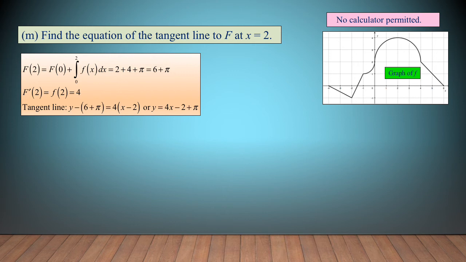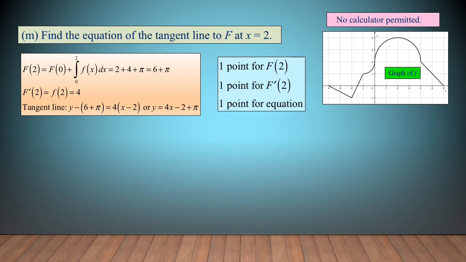F of 0 is 2, and the integral from 0 to 2 of small f of x dx is 4 plus pi. And therefore, the value of the function is 6 plus pi. We need the value of F prime of 2, which is little f of 2, as we've seen before. And little f of 2 is 4.